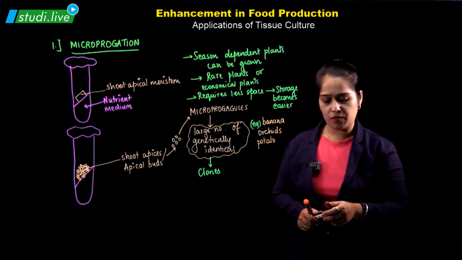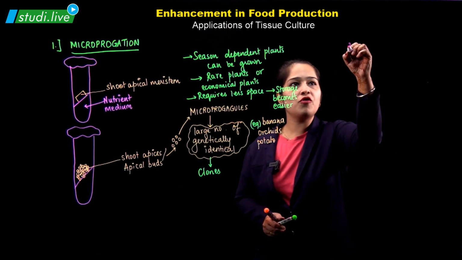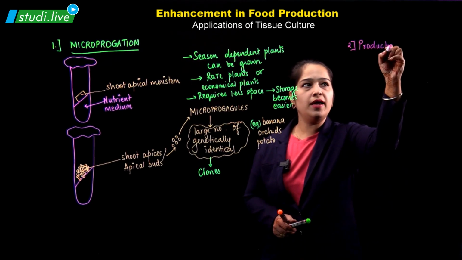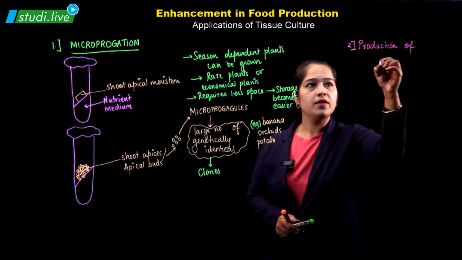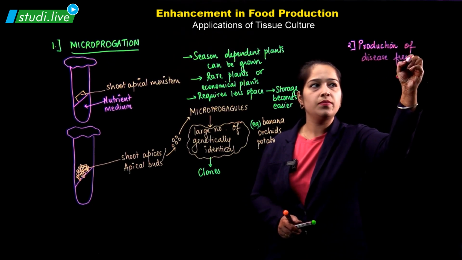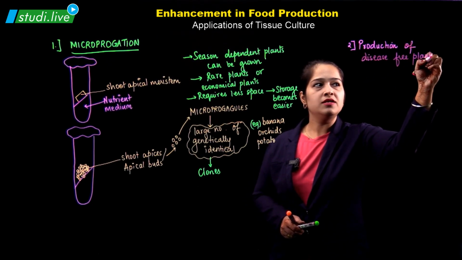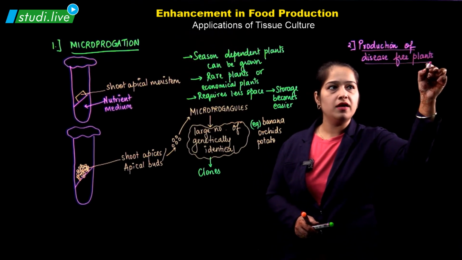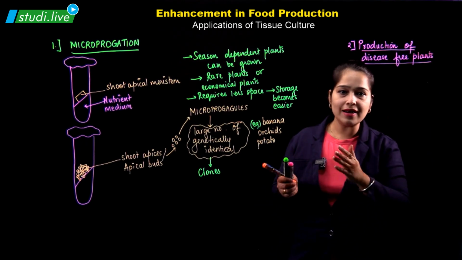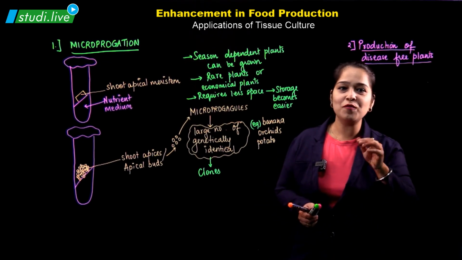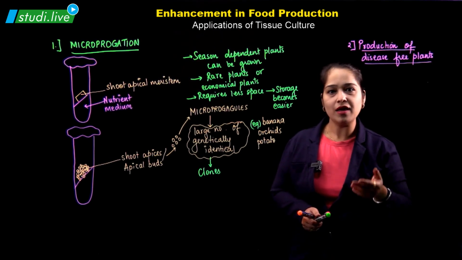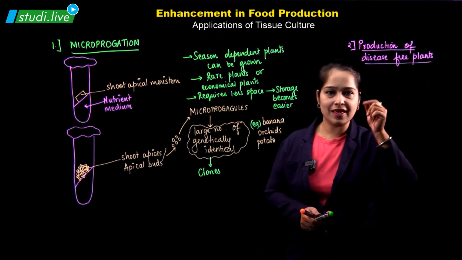Now our second application for plant tissue culture is production of disease-free plants. Here we are going to make disease-free plants. For production of these disease-free plants, I'll give you an example. Suppose we have a diseased plant, a plant which is having a certain disease. Now from that diseased plant, it is possible for us to recover a healthy plant. How can we obtain it? We can obtain it by this technique.